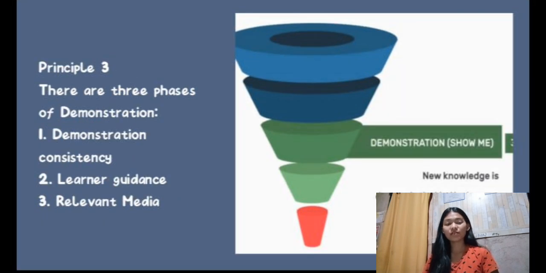The third principle is demonstration or show me. So in demonstration, new knowledge is demonstrated to the learners. So there are also 3 phases for these principles. The first one is demonstration consistency. So in demonstration consistency, examples should be aligned with the learning objectives. The second one is learner guidance. So provide scaffolding to help learners understand the new knowledge. The third one is relevant media. So use visuals, videos, and interactive tools to enhance the understanding of your learners.